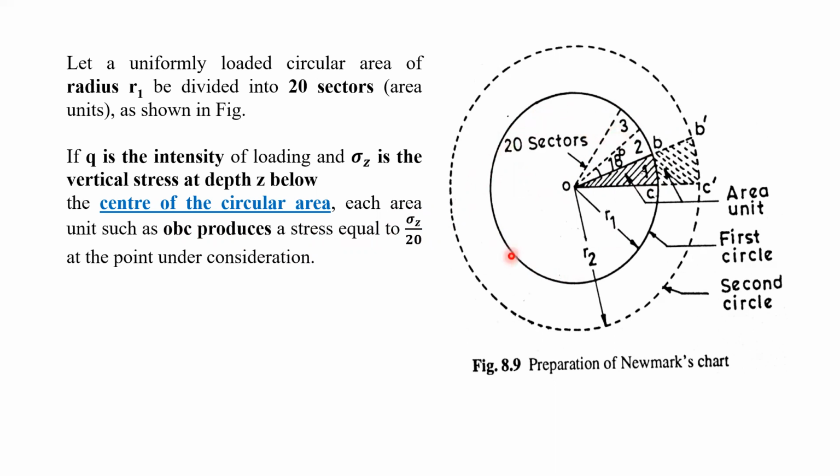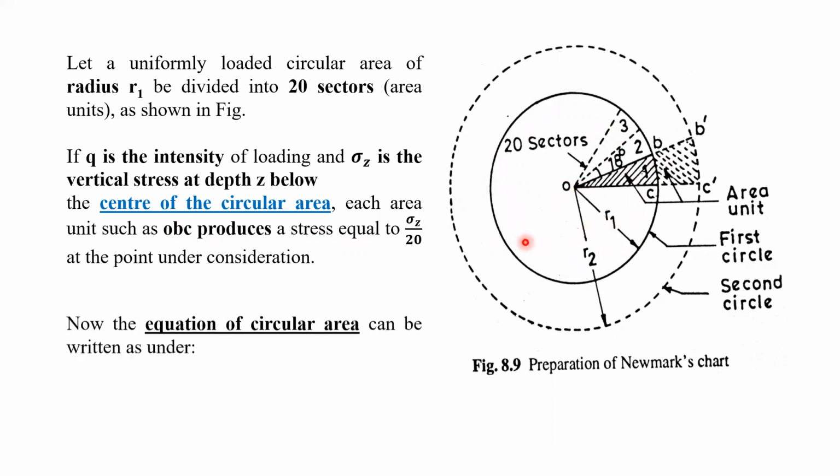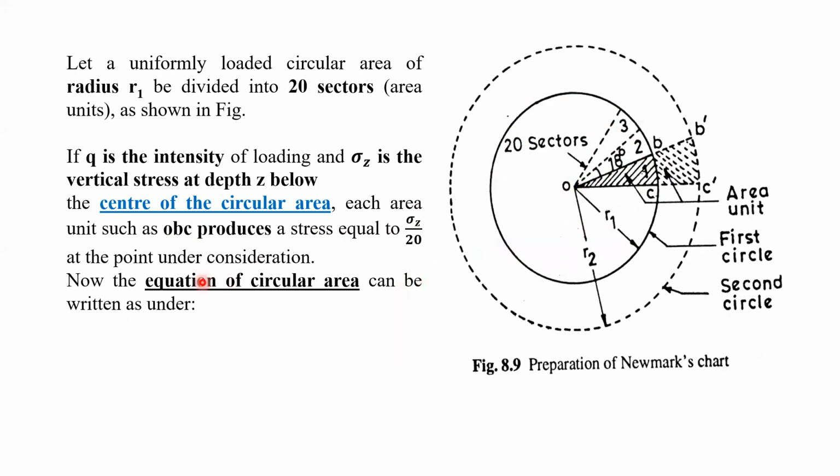So we are talking about the inside circle, whose radius is R1. Now we can use the equation of a circular area. This equation we have already seen in the previous slide. So each sector is going to produce a vertical stress equal to sigma z by 20. So we shall divide by 20 on the left hand side as well as on the right hand side for one sector.